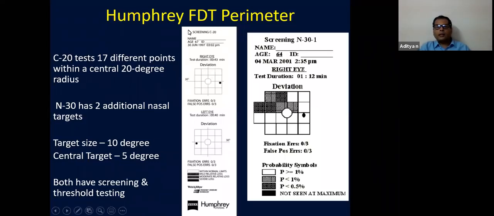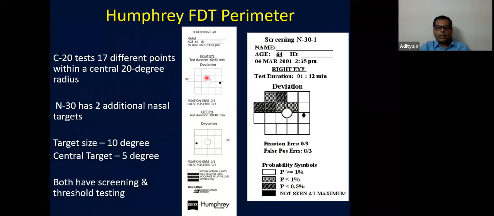So there are both screening and threshold programs. The screening can be done with a C20 and an N30 test. So what is the C20? Basically, it measures the central 20 degrees of the visual field. And in the N30, there are 2 additional points on the nasal side to look for any early nasal step.